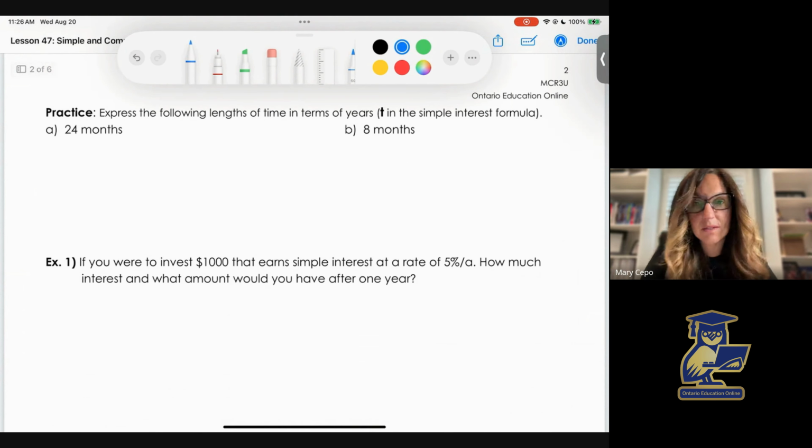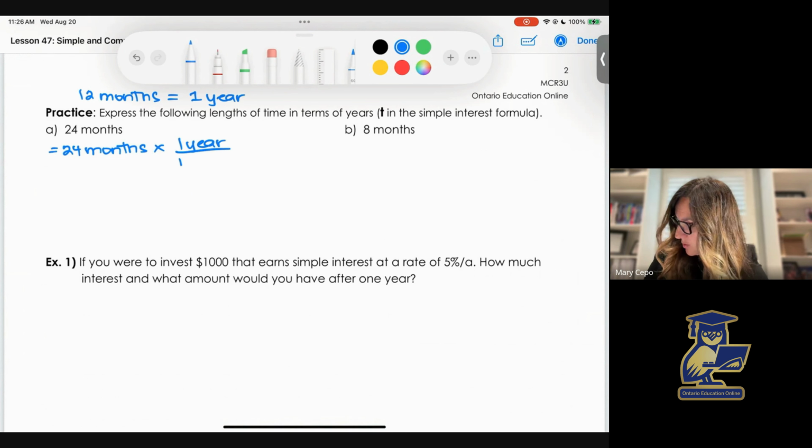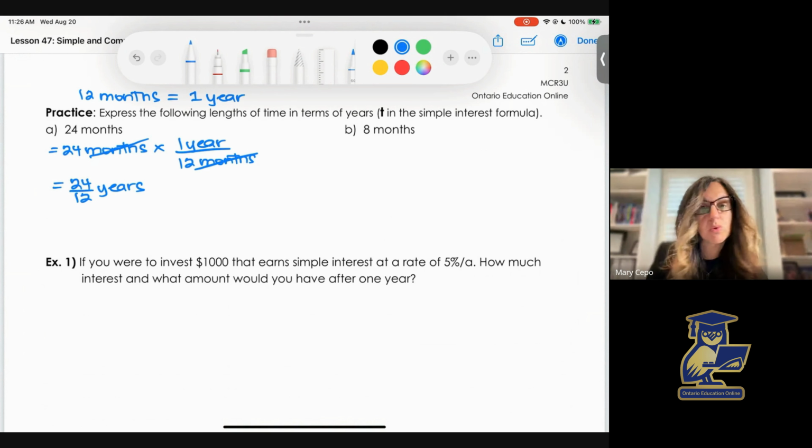We're going to do a little bit of practice because we know time always has to be in years, so we want to practice converting. Express the following lengths of time in terms of years, T in the simple interest formula. So 24 months: we know there are 12 months in 1 year. We take 24 months and want to make sure the months are eliminated, so we multiply by 1 year over 12 months. Crossing those months off, we're left with 24 over 12 years. 24 divided by 12 is 2.